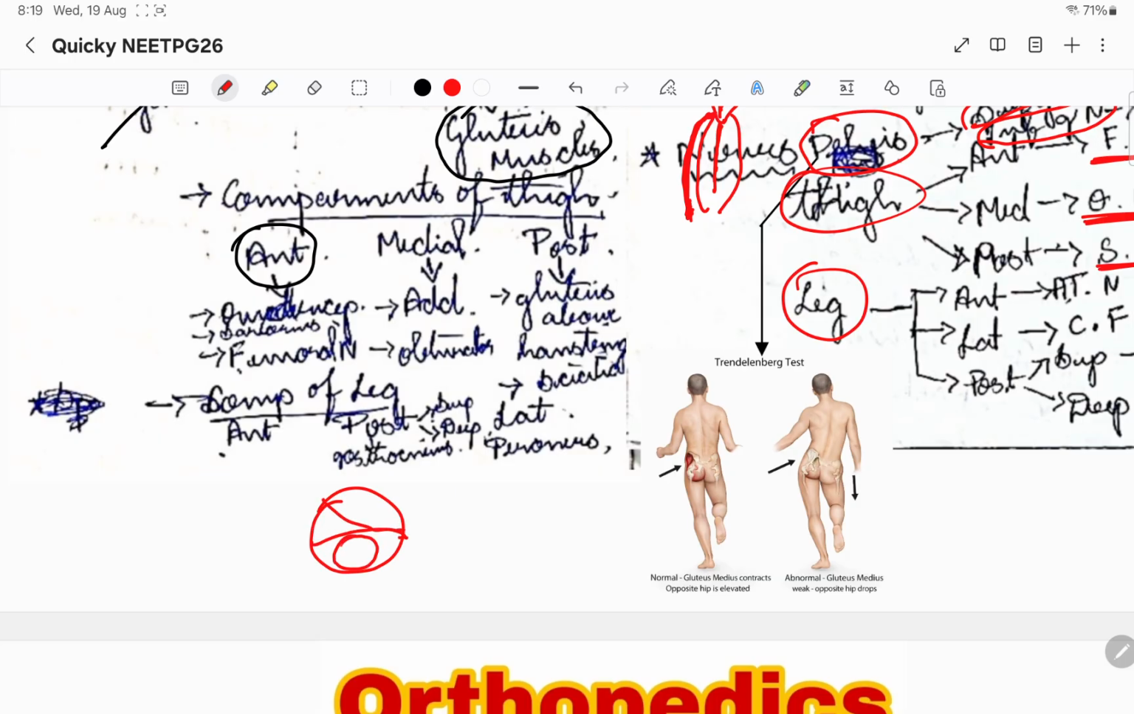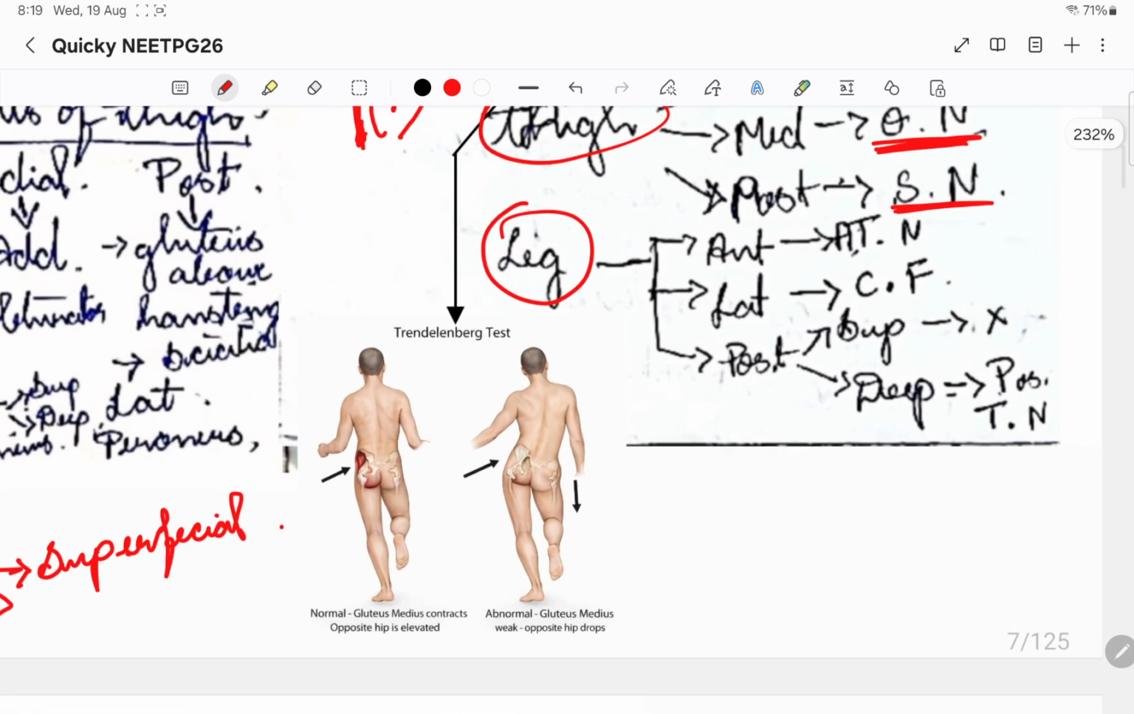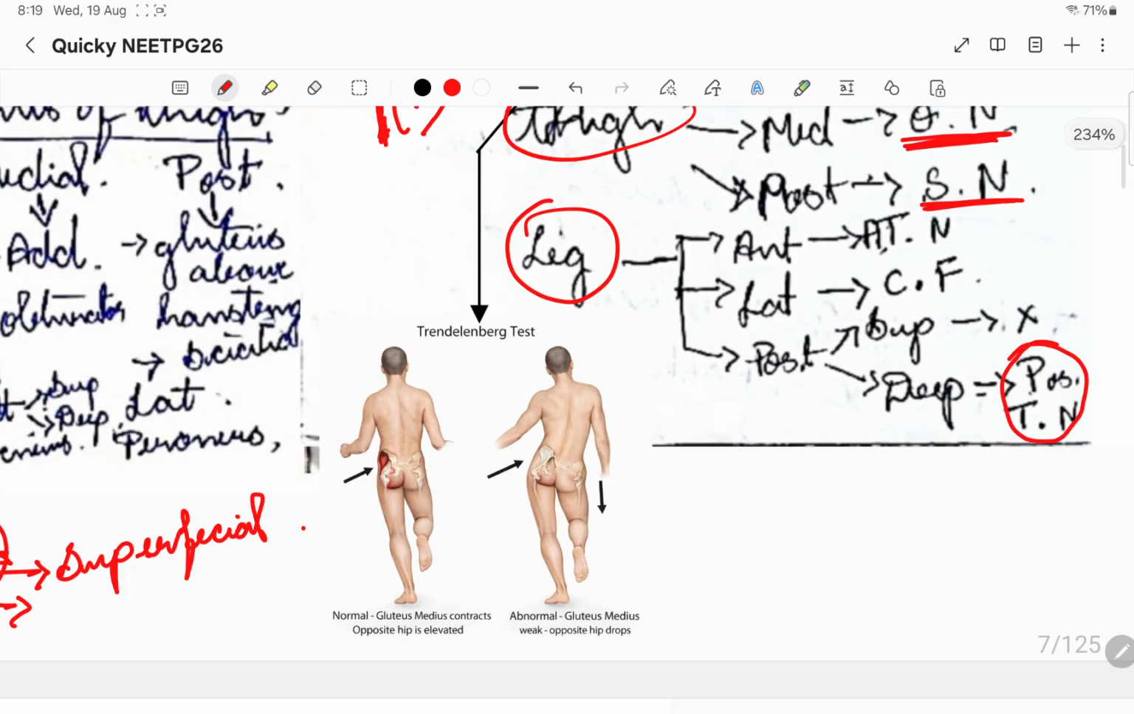In the posterior compartment, one part is superficial and the other is deep. Please remember this, they might ask you a question about it: which compartment of the leg won't have any nerve supply or vasculature? It is the superficial compartment, which does not have any neurovascular structures. The deep compartment will have the posterior tibial nerve.